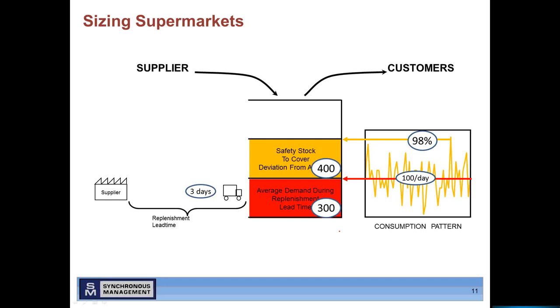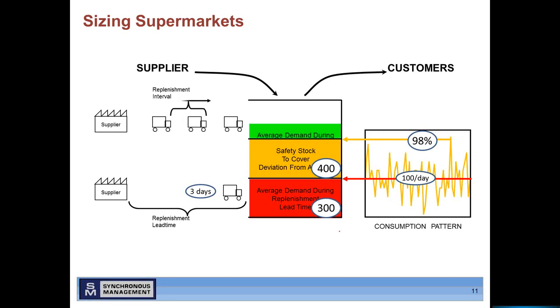Please make sure you include this in your supermarket calculations, because most of the formulas out there don't. They assume you're already running very small batches, and you may not be. So I need to understand how frequently my supplier can replenish. For example, my supplier may be shipping to me from 4 states away, or from 1,000 miles away, let's say.